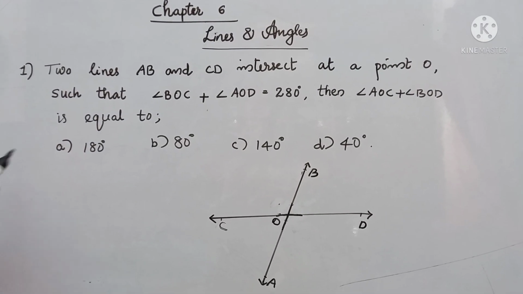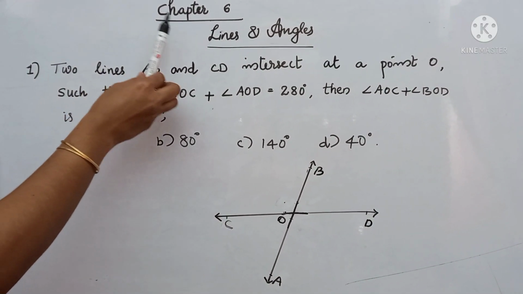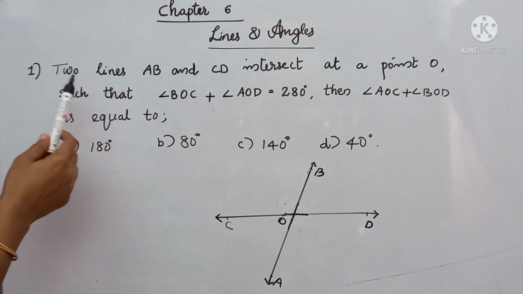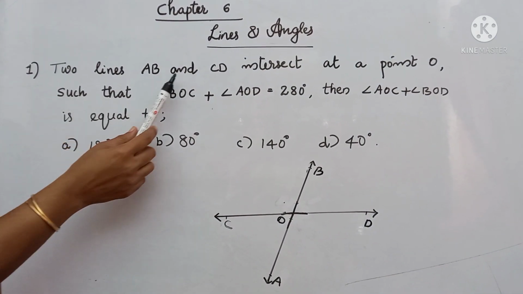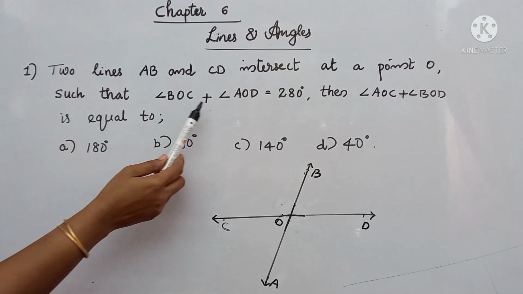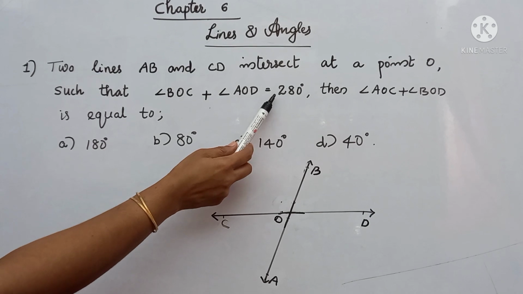Welcome children. In this video we will discuss all the multiple choice questions from chapter 6, Lines and Angles. The first question is: two lines AB and CD intersect at a point O such that angle BOC plus angle AOD is equal to 280 degrees.